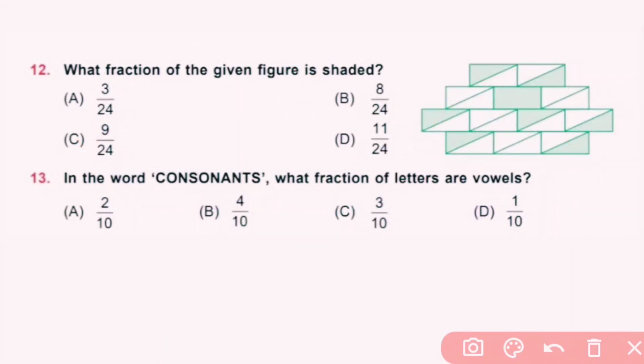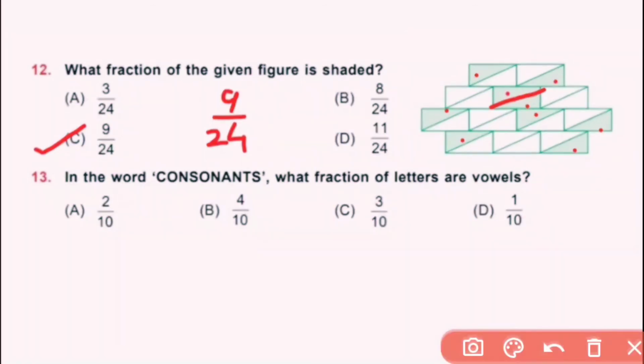Question number 12. What fraction of the given figure is shaded? So here we first make the equal parts. Now there are a total of 24 equal parts. And out of 24, 1, 2, 3, 4, 5, 6, 7, 8, 9. 9 parts are shaded. So here C is the correct answer.